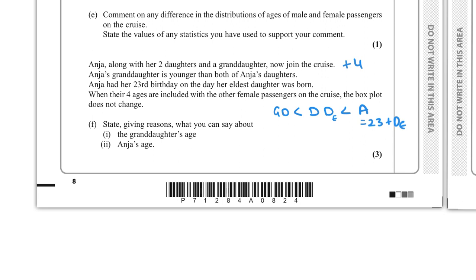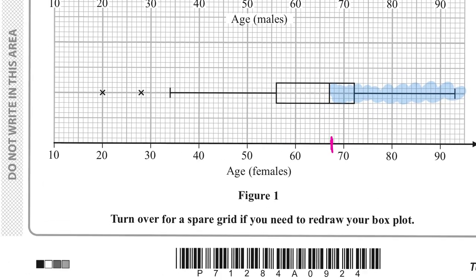When their 4 ages are included with the other female passengers on the cruise, the box plot does not change. Okay. So this box plot has no change whatsoever. Now, for this to have no change, what do we know about the granddaughter's age? So there's 4 people, then it means her granddaughter and youngest daughter are less than, what was that, 67?